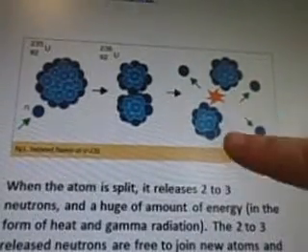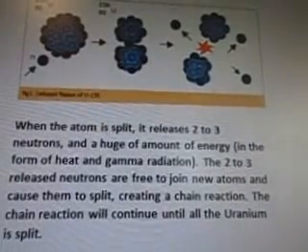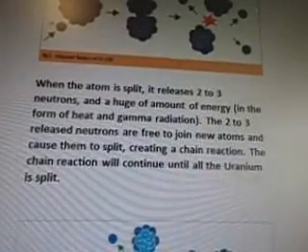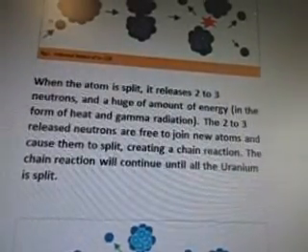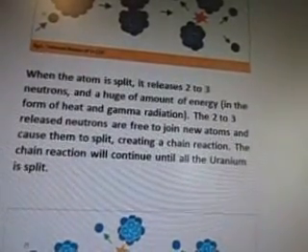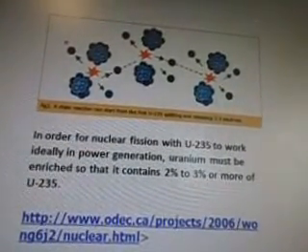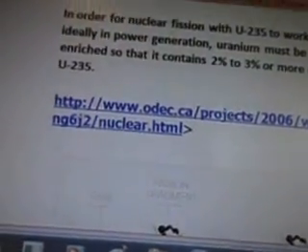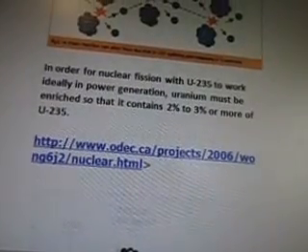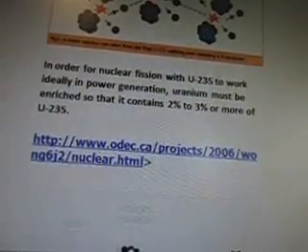Splits into two, and then it also creates other particles. So when the atom is split, it releases 2 to 3 neutrons. So there's the neutrons, and a huge amount of energy in the form of heat and gamma radiation. The 2 to 3 released neutrons are free to join new atoms and cause them to split, creating a chain reaction. The chain reaction will continue until all the uranium is split. So there's a chain reaction that can start from the first U235 splitting and releasing 2 to 3 neutrons. So they just bounce off of each other and continue like a domino effect. In order for nuclear fission with U235 to work ideally in power generation, uranium must be enriched, so it contains 2 to 3% or more of the U235.